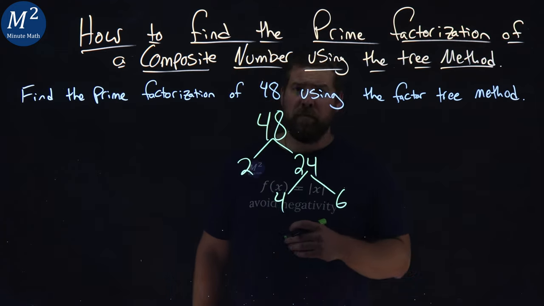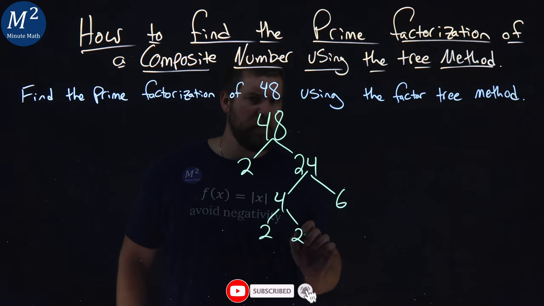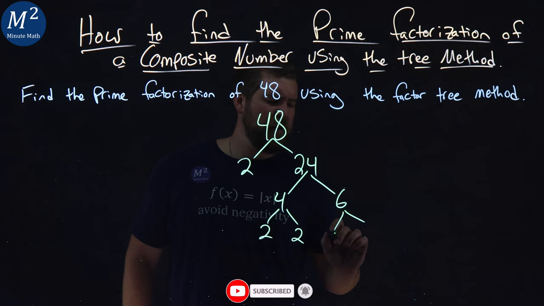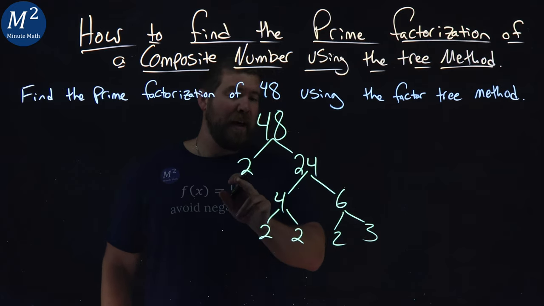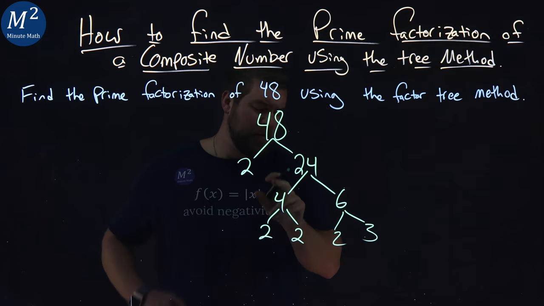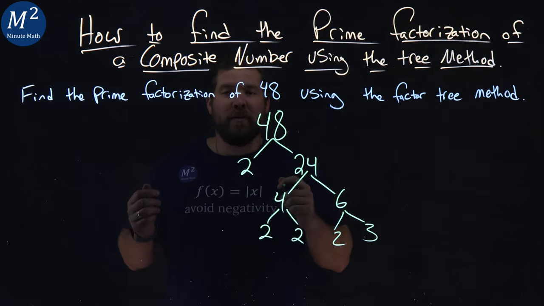Neither of these numbers are prime numbers. 4 breaks down to be a 2 times 2, and 6 breaks down to be a 2 times a 3. Notice at the end of each one of these branches, we have a prime number, hence prime factorization.